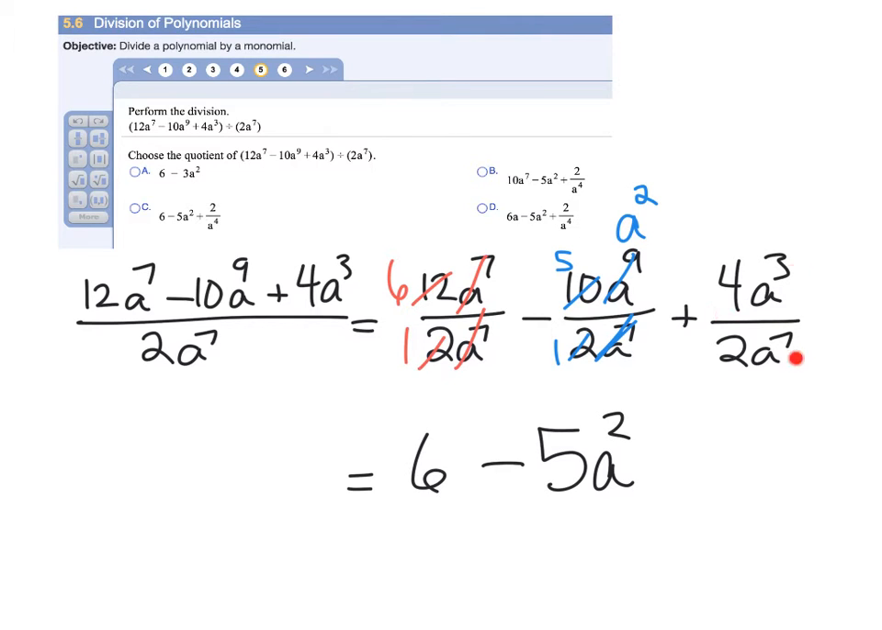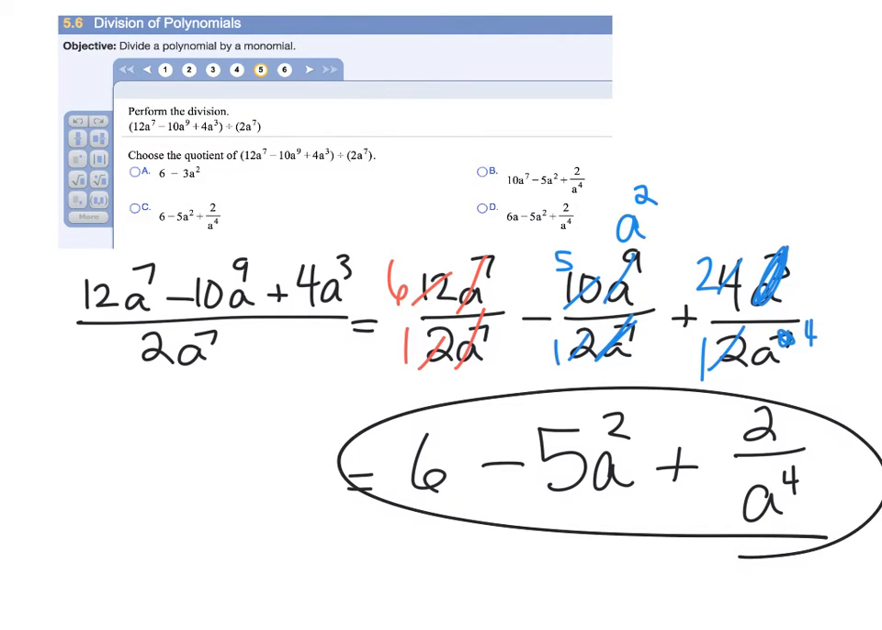And then lastly, right here, these 3 a's cancel with 3 of the 7 a's, so that these go away, leaving us with 4 down at the bottom. And then the 4 and the 2 cancel and give us 2 over 1. So what do we end up with? We end up with plus 2 in the numerator, a to the 4th in the denominator, and that is our solution.